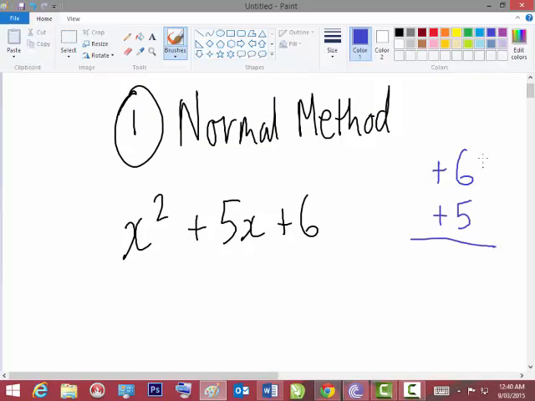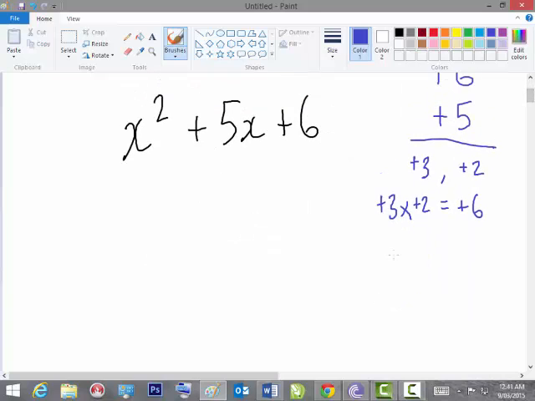You ask what two numbers multiply to give you 6 and add to give you positive 5. So in this case it will have to be positive 3 and positive 2, because positive 3 times positive 2 gives me positive 6. You must be careful with signs. In the next examples you'll see why. And also positive 3 plus positive 2 gives you positive 5. And that's what we want. We got positive 5, positive 6.